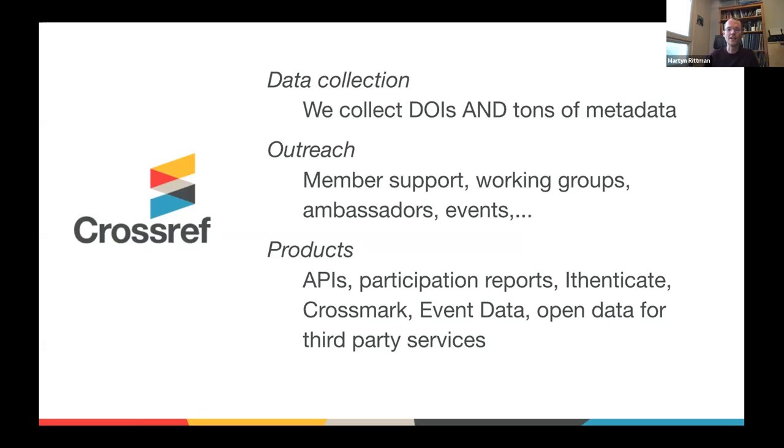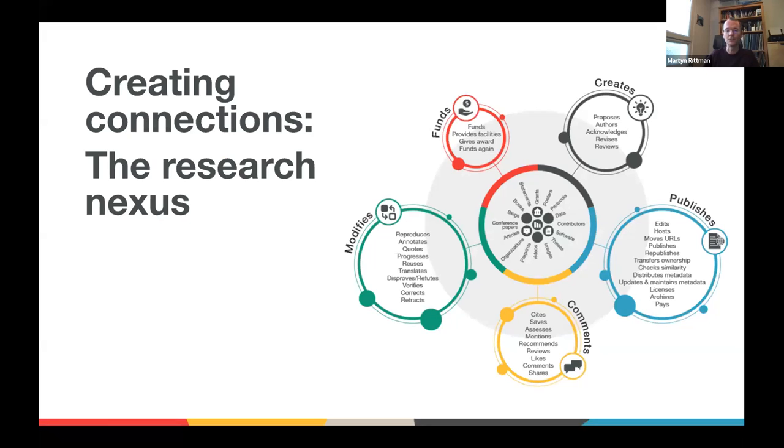You are probably aware that Crossref collects DOIs. We also squeeze as much metadata as we can out of our members, because that's a service for the community. We work very closely with the community, and we have a great outreach and support team that do their work in many and various ways. And we provide products and services. Our main services are the APIs, where you can get all of our metadata. They're free and public, and you can get as much metadata as you like from there. We run some other services ourselves that I've listed here, but most importantly, the data we have can be a foundation for other people to run services. There are hundreds or maybe thousands of those, and we're really happy to support them.